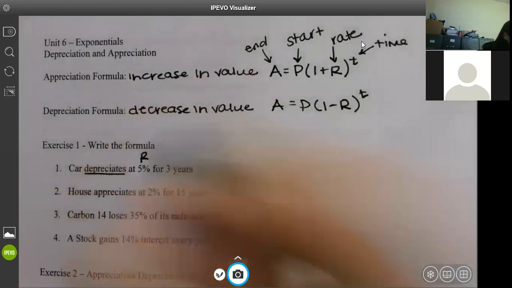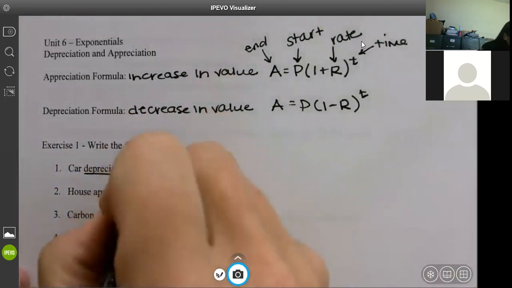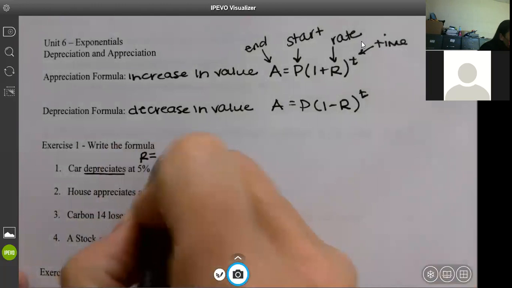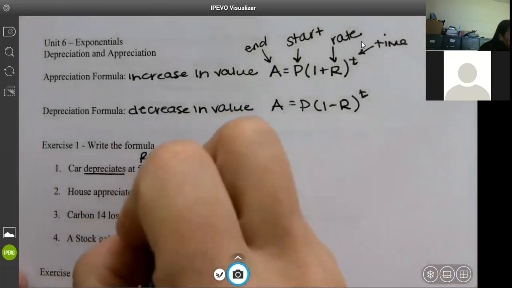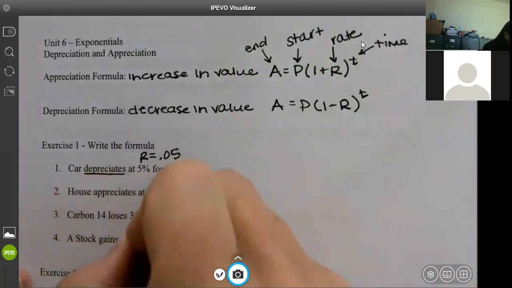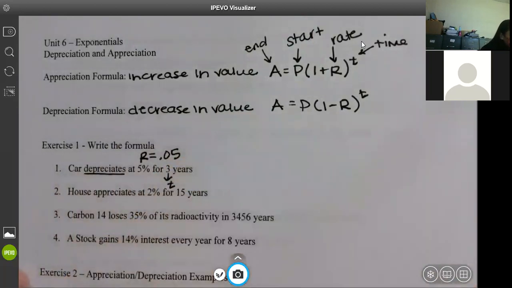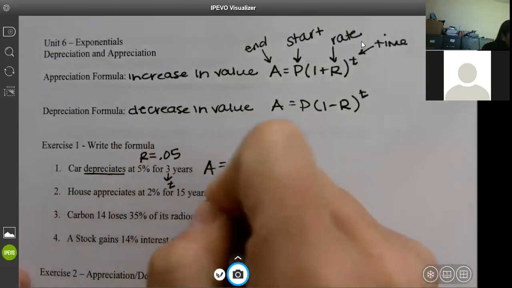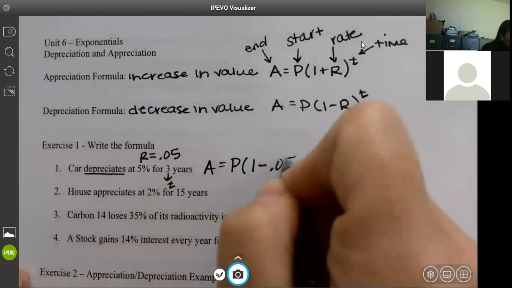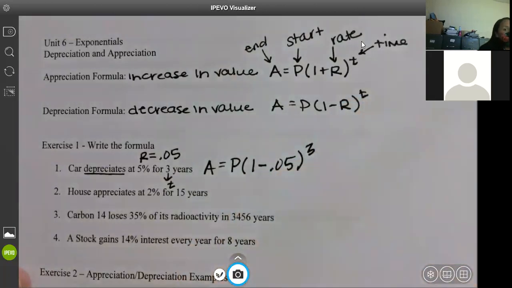We have a rate of 5%, but how do we write that as a decimal? From yesterday, how do we write 5% as a decimal? Not 2 zeros, but just 0.05. You're okay. And then 3 years is going to be your time. Now, we don't know the start formula. I don't like this one because you don't have a start value. So we'll just put a P. It's going to be 1 minus. Our rate is 0.05. And we're doing it for 3 years.